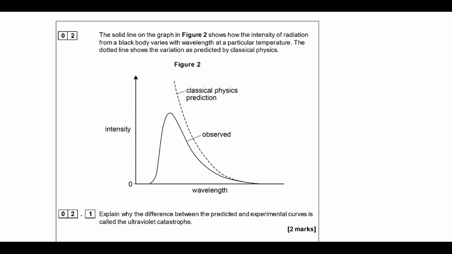Okay, so we've got a graph where the solid line represents how the intensity of radiation from a black body varies with wavelength at a particular temperature. So we can see that this particular wavelength is given off strongly, and then these ones less so. And the dotted line shows the variation as predicted by classical physics. So you can see that in the dotted line there.